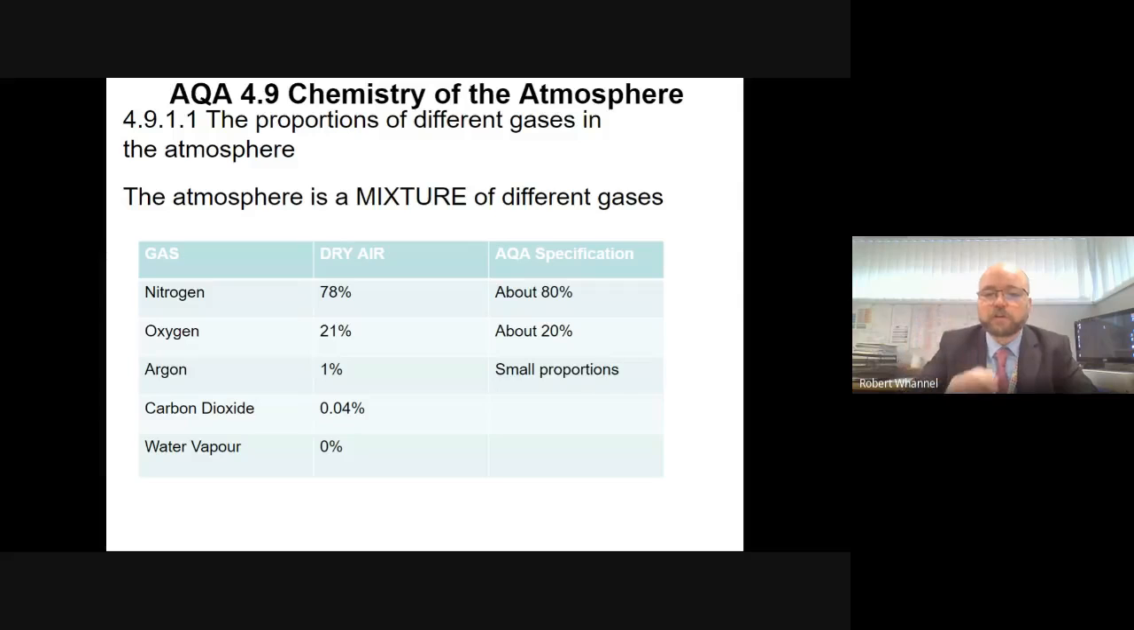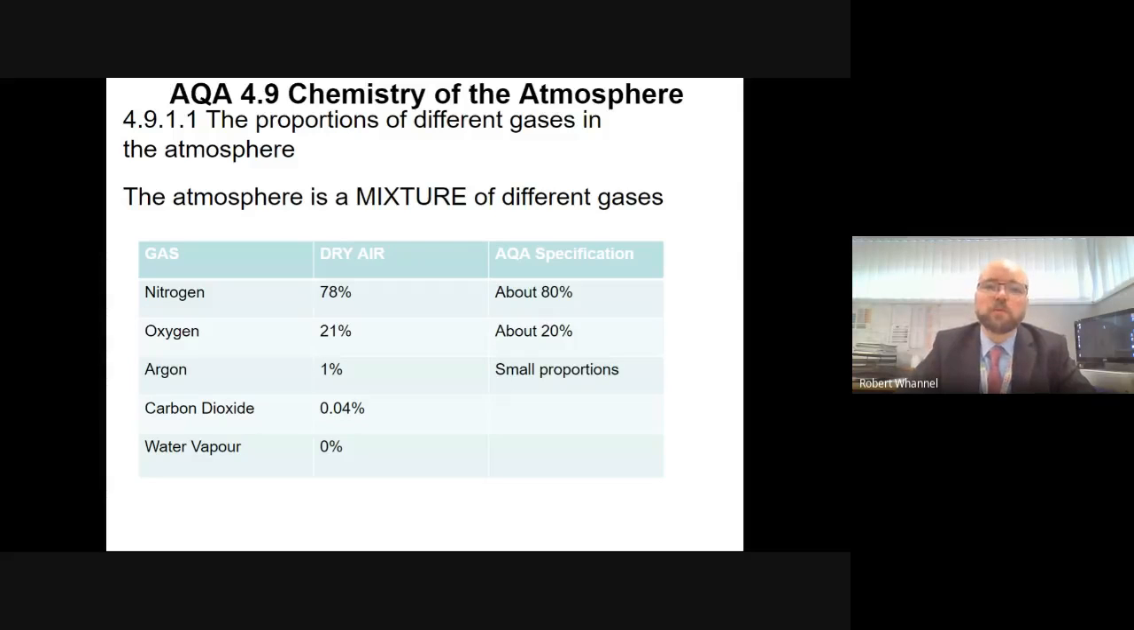Now, if you look at the first row of figures, the slightly more specific and accurate figures, they are for what's called dry air. So if you look right at the bottom, there's 0% water vapor. Now, the AQA specification lists about 80% and about 20% because, of course, there is always some water vapor and it does vary. So actually, they are compatible with each other.